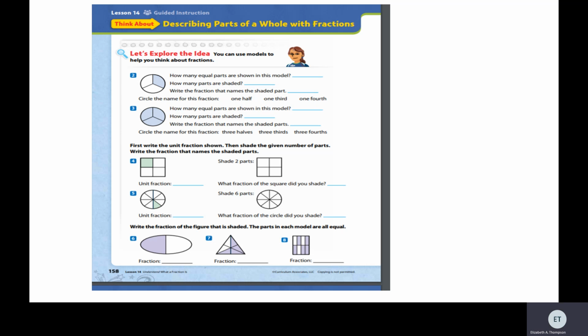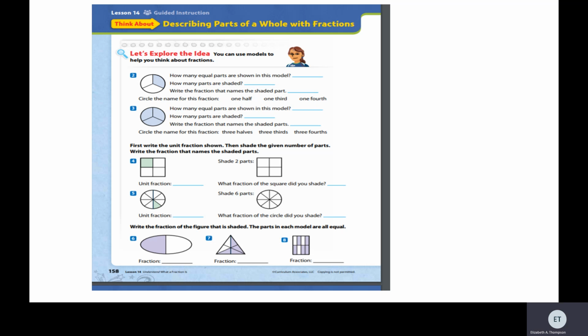I want you to think about explaining this in your writing the way you would explain it to a younger brother or sister who did not understand fractions. If you can explain it in your language, how they would understand the parts, then you really know what you're talking about.